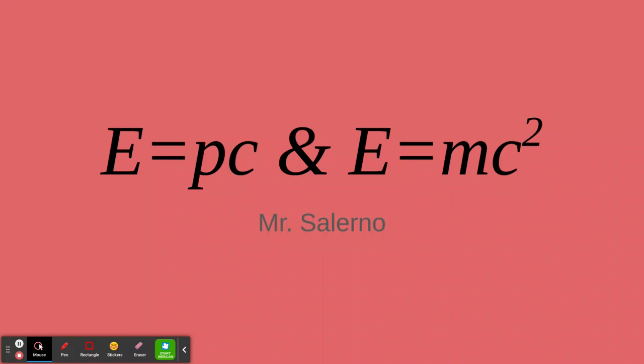All right, here's our video today. On one side, we have E equals pc. And then on the other side, I'm sure you know this equation. It's probably the most famous equation in the world from Einstein: E equals mc squared. And by the way, both of these equations come from the same equation from Einstein, and we'll break it down.